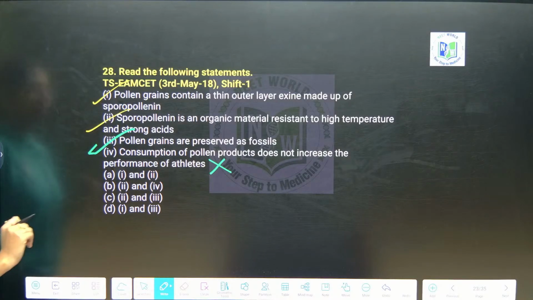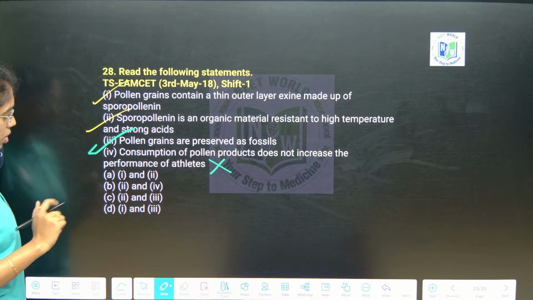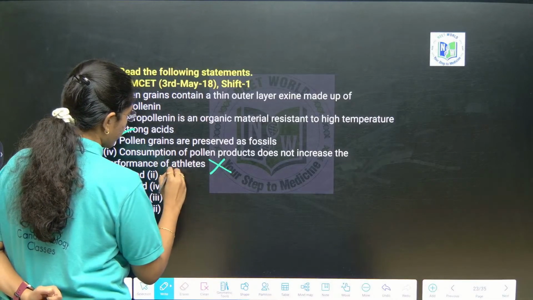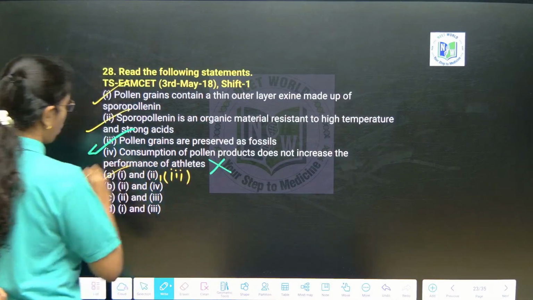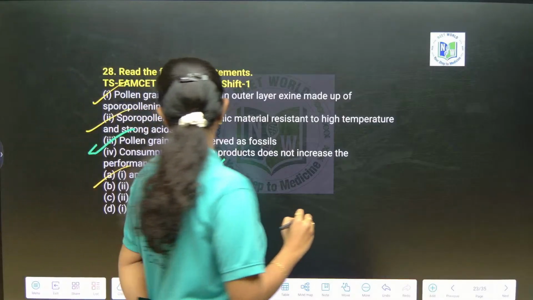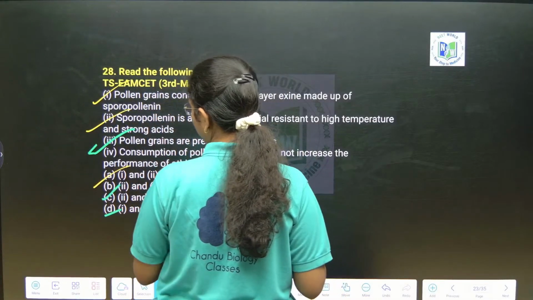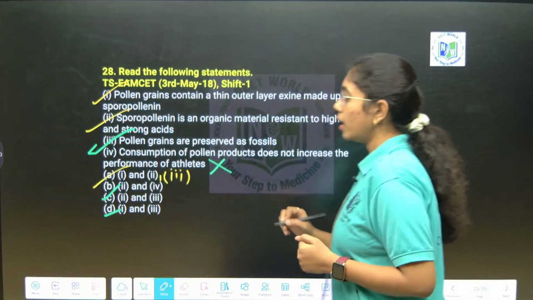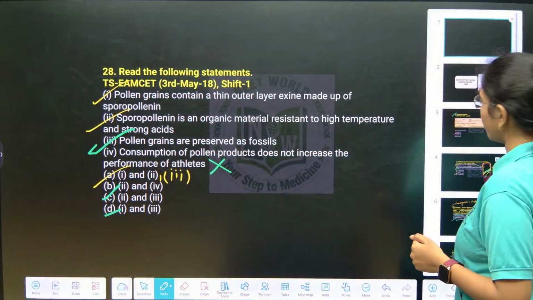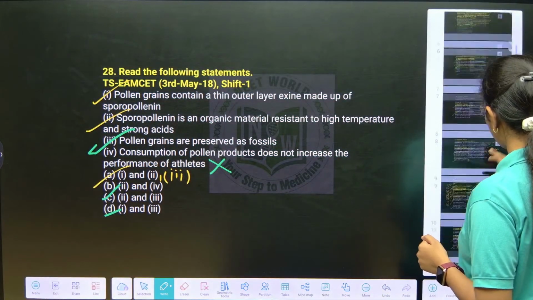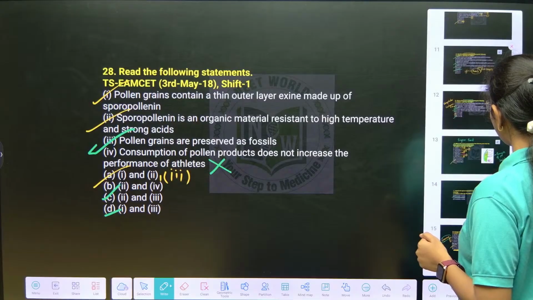Okay, so here 1, 2, 3 options are correct. 1, 2 and 3, option A you can choose. 2 and 3 also correct. 1 and 3 also correct. Okay. Yeah, next. We will go with the next question.